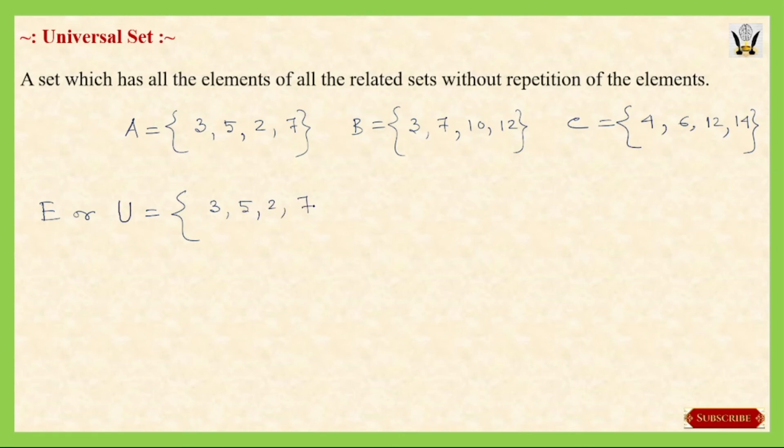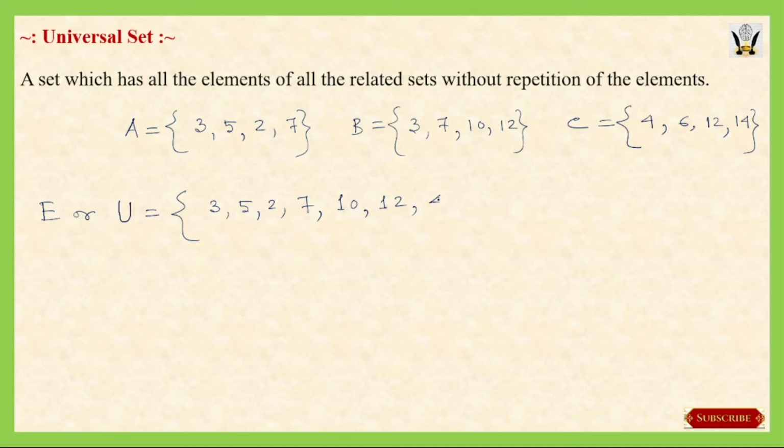First we will consider all the elements of the first set, and then we will consider all the elements of B without repeating any element. So here 3 has already been considered, so we will not repeat that, and that is applicable for 7 also. So the next element that we will consider is 10, then 12, and then we will consider the elements of C.